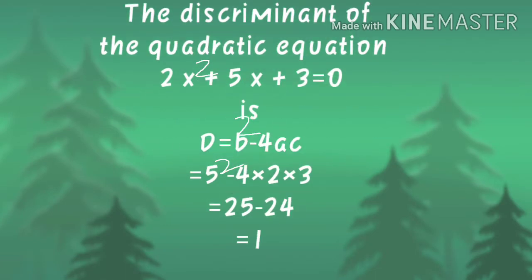The discriminant of the quadratic equation 2x² + 5x + 3 = 0 is given by D = b² − 4ac = 5² − 4 × 2 × 3 = 25 − 24 = 1. Here a = 2, b = 5 and c = 3.